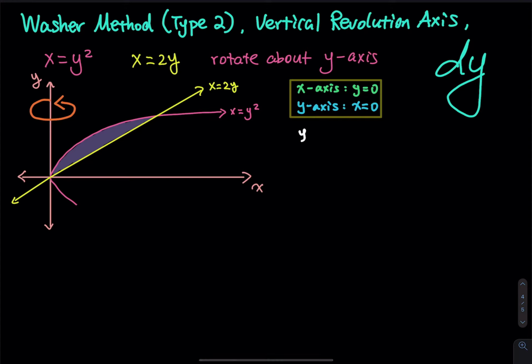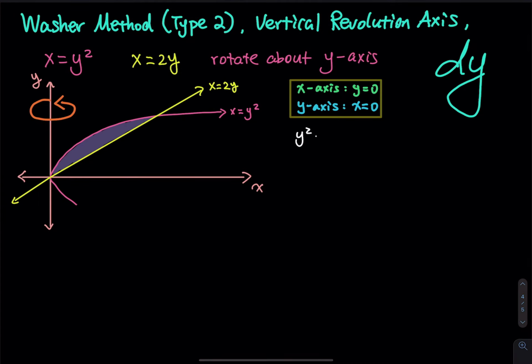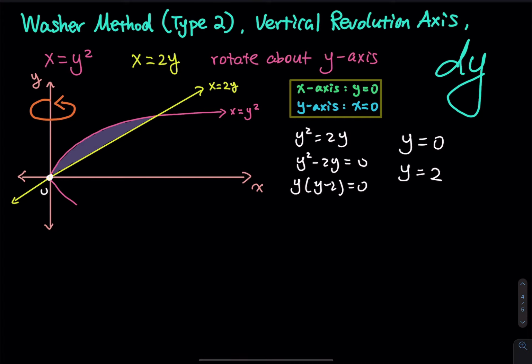You have y squared equals 2y, and then y squared minus 2y equals 0. Factor out the y: y times y minus 2 equals 0. So you have y equals 0 and y equals 2. So we have 0, and at that point, y is equal to 2. So we know that the integral goes from y equals 0 to y equals 2.